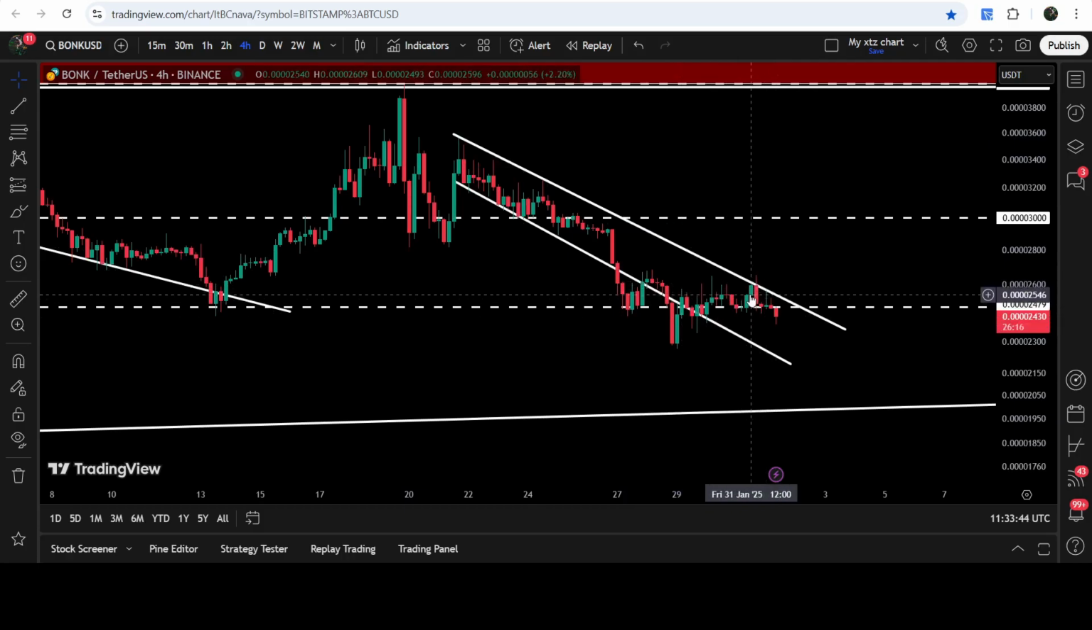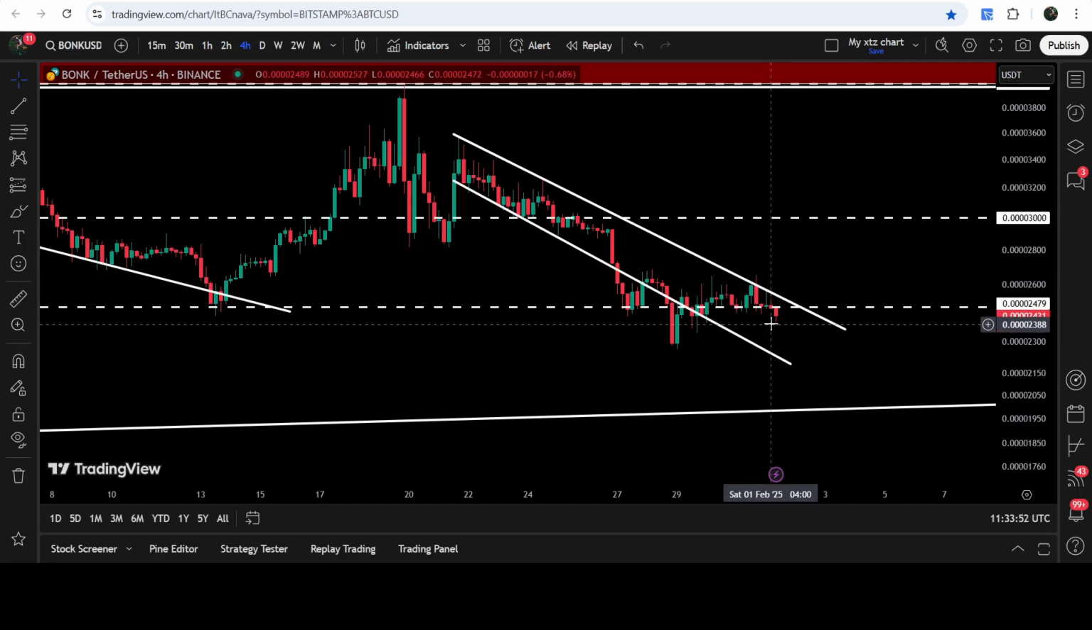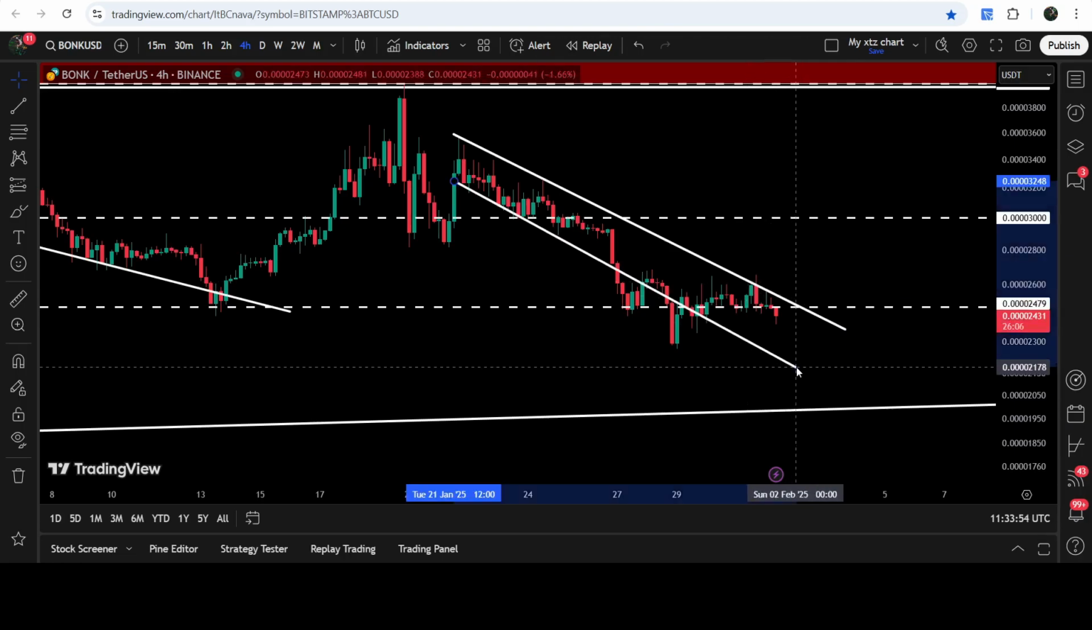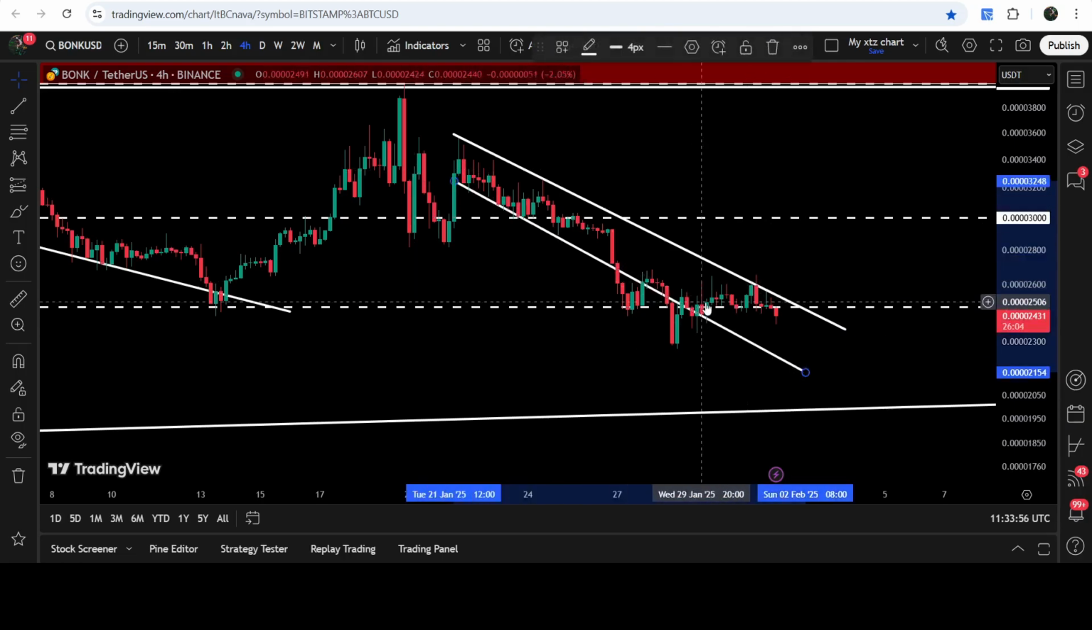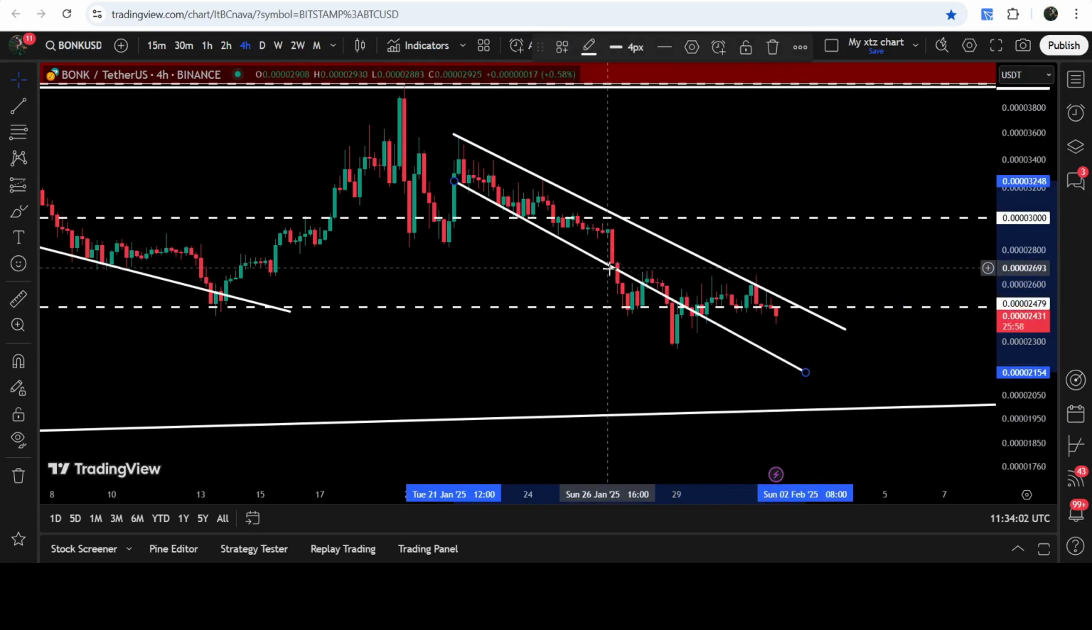And recently, the price line is once again rejected by this downtrend and resistance, and now we are breaking down this very significant support of $0.00002479. By the way, after this rejection, there is also a probability that we may test the support of the channel somewhere here, approximately at 2229.